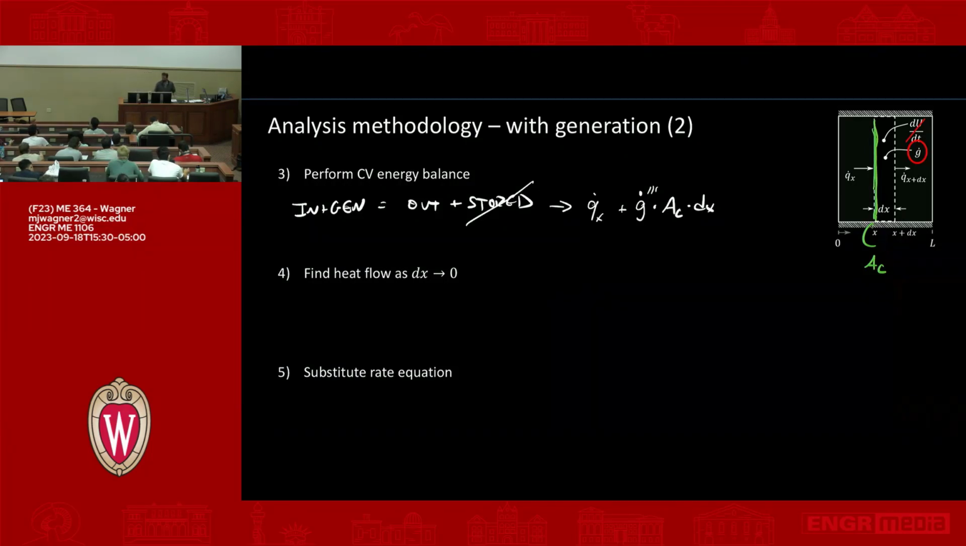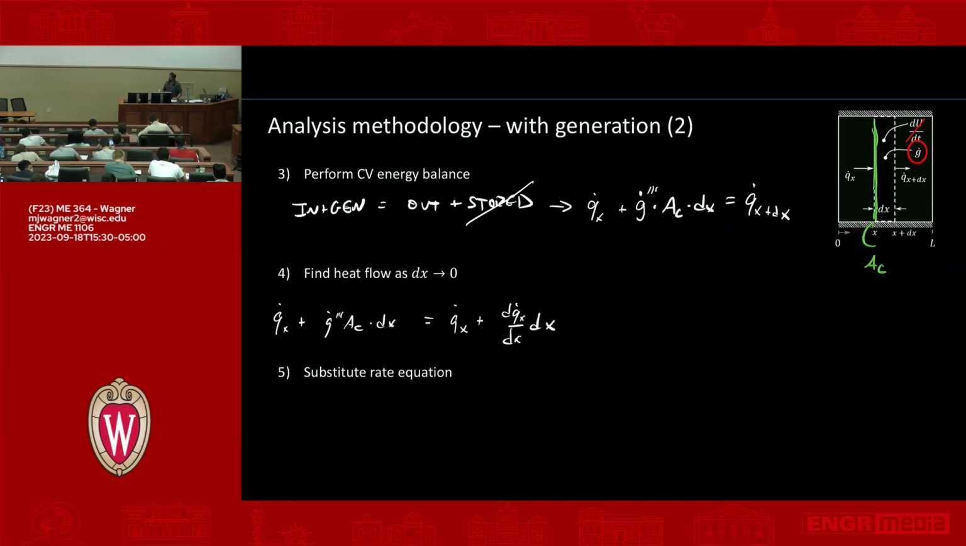Okay, so we have started our control volume. We still have some stuff to do. We have the generation, and then we have to look at what's coming out. That's just q dot at x plus dx. Now we're going to find the heat flow as dx goes to 0. Remember what that means: we're going to take that Taylor expansion model and plug it in. So this looks like q dot x plus g dot triple prime A_c dx is equal to, now we expand out the right-hand side, q dot x plus dq dot x/dx times dx.